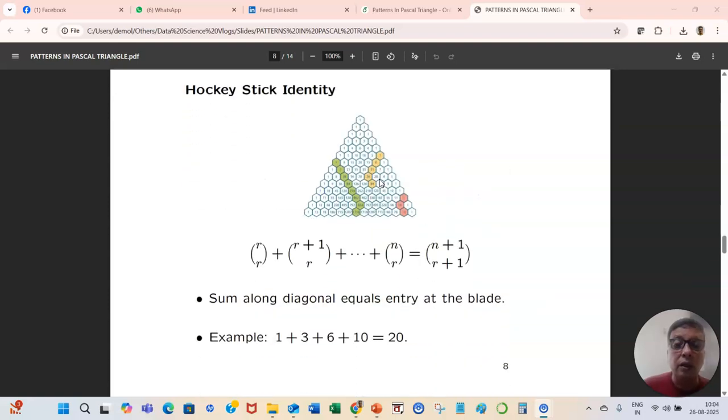Hockey stick identity. If you start from the diagonal, go down along the diagonal and stop anywhere, then the sum of these numbers on the stick is the number on the blade, because of the identity rCr plus (r plus 1)Cr plus dot dot dot plus nCr equals (n plus 1)C(r plus 1). This is easy to visualize.